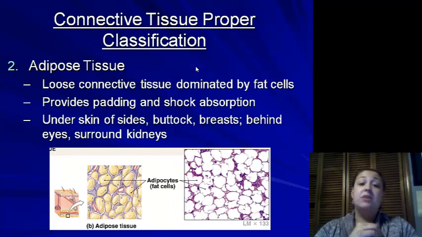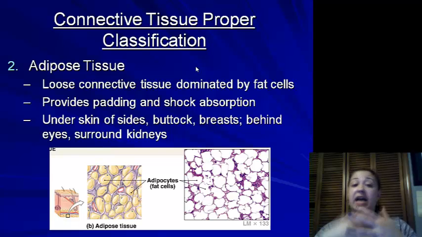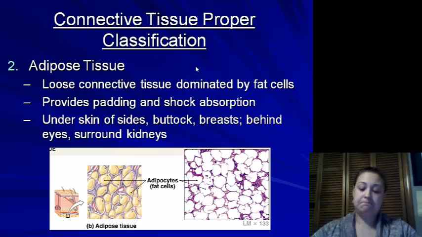The second type is going to be our adipose tissue. It is loose connective tissue that is dominated by fat cells, or adipocytes. Provides padding and shock absorption. It is under the skin of the sides, the buttocks, the breast, behind the eyes, and surrounds the kidney.